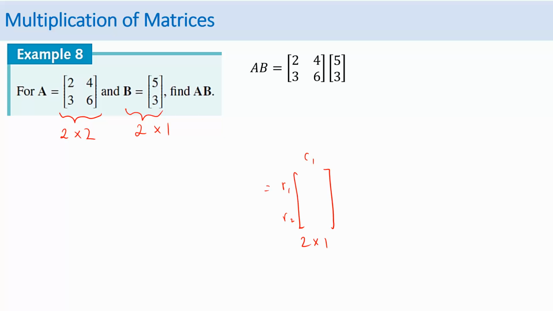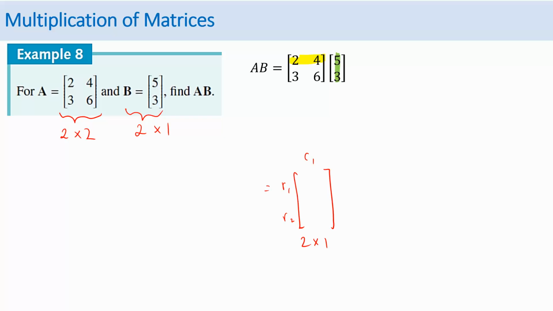So how do you work out from 2, 4, 3, 6, 5, 3, how do you get the answer to be a 2 by 1? I'll show you, and I'm going to highlight it. Here we go. This is how you're going to do it. This is row 1, agreed? So I highlight it in yellow. Let's highlight in green now. This is column 1. When you're multiplying, you'll be multiplying row 1 by column 1 to get the answer for row 1, column 1.